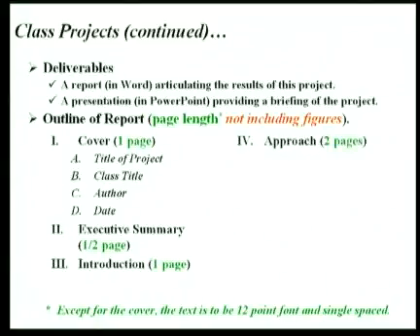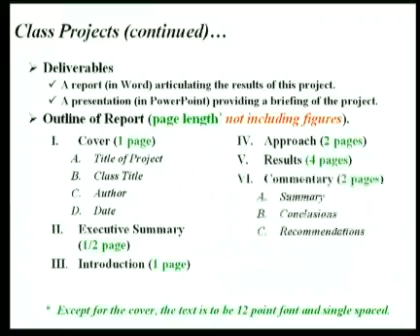How did you go about coming up with a solution? That'll be 2 pages. The results, that's going to be the meat of what you've learned here. 4 pages of text. Then wrap it with a commentary. That's 2 pages. And I encourage you to think about a summary, some conclusions, and some recommendations.